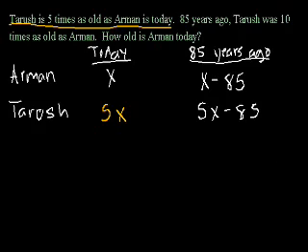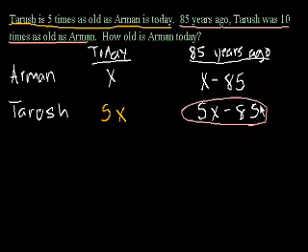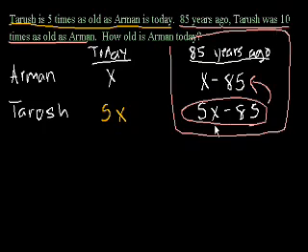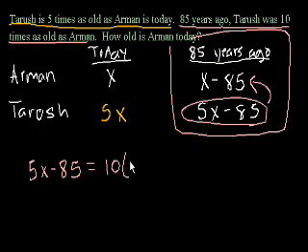And now we have this extra piece of information which tells us that 85 years ago, Tarush was 10 times as old as Armand. So this number is going to be 10 times more than this number. That's what that sentence tells us. 85 years ago, Tarush, which is this, was 10 times older than Armand. So we just write that out algebraically. 85 years ago, Tarush is 5x minus 85. And the sentence tells us that he was 10 times older than Armand, who was x minus 85.